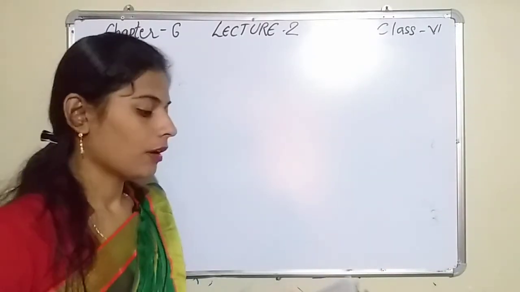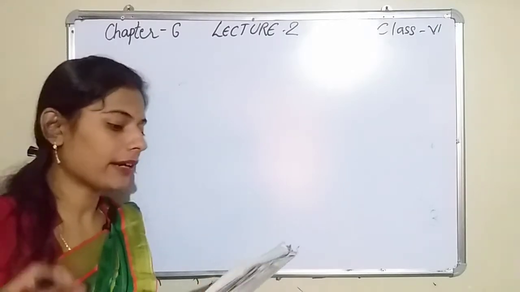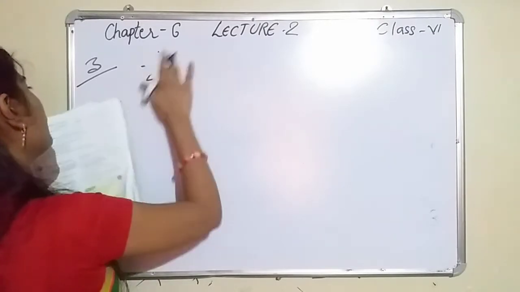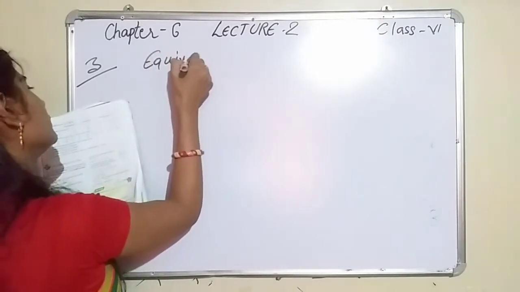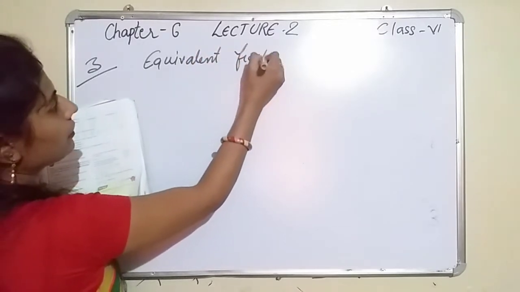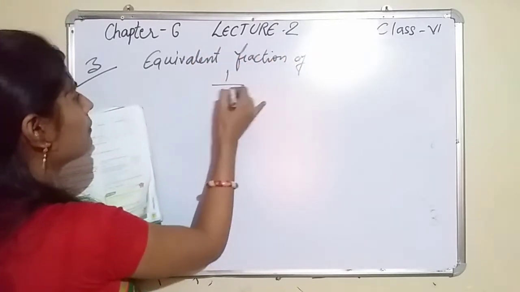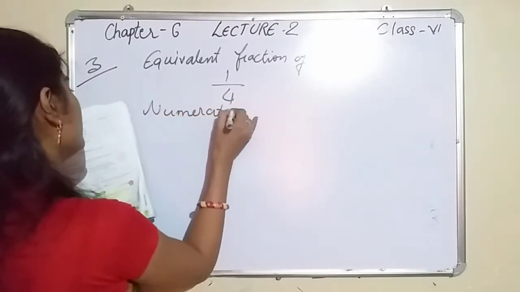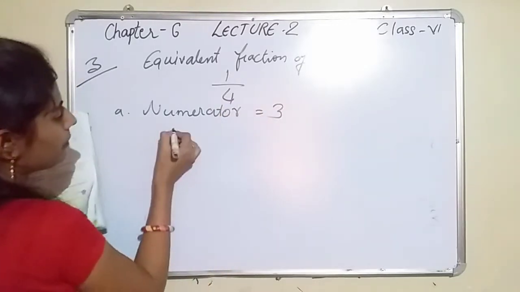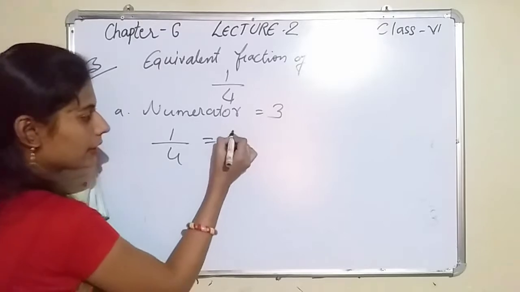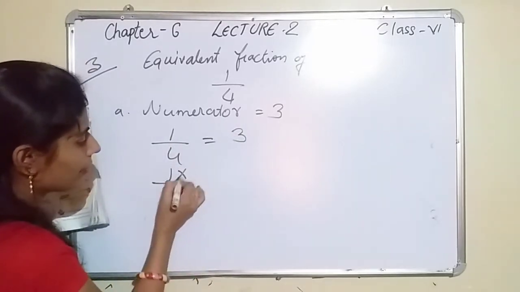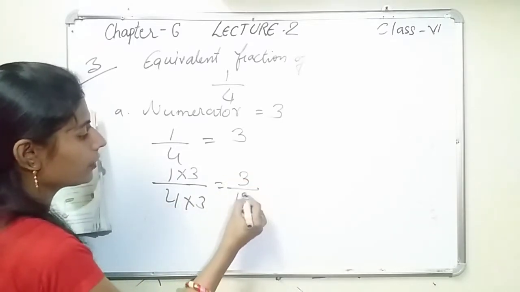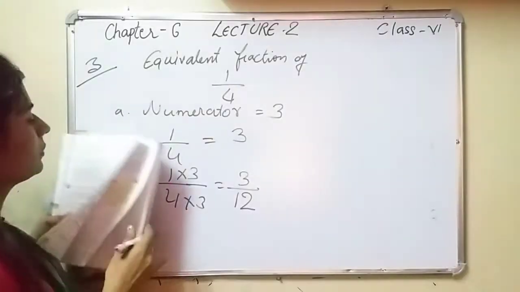Now see question number 3. Find the equivalent fraction of 1 by 4 that has a numerator of 3. It means 1 by 4 is equal to 3 by blank. To get 3 here, we multiply 1 by 3 and 4 by 3, that is 3 by 12, since 3 4s are 12. Okay.